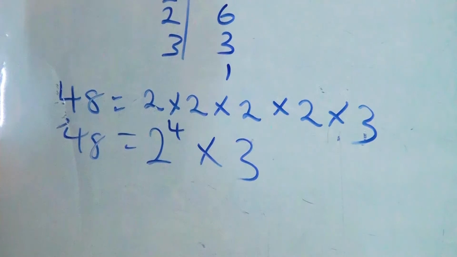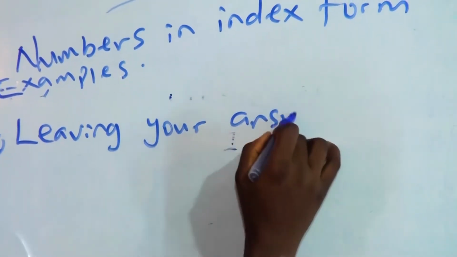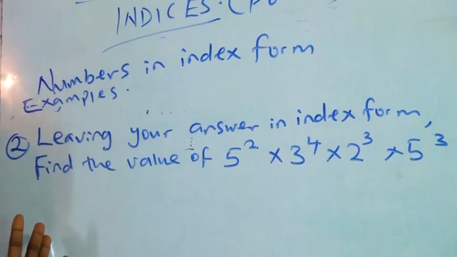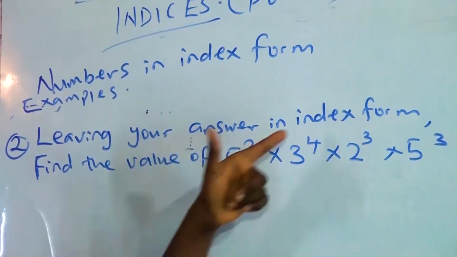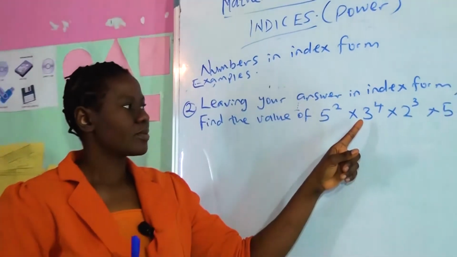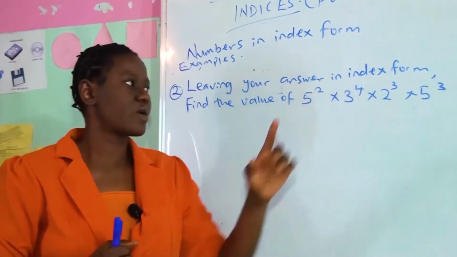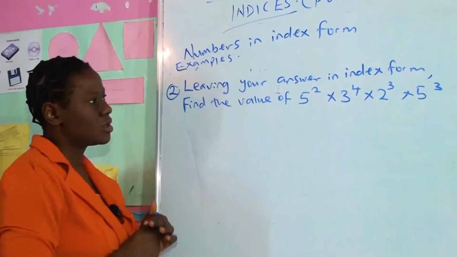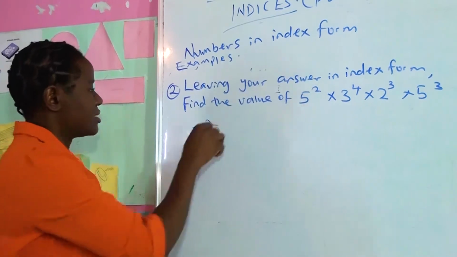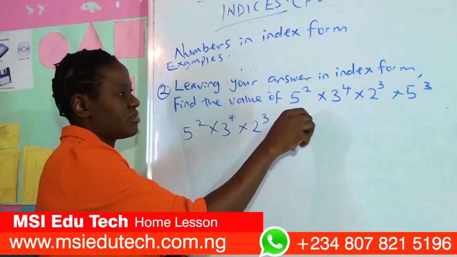Let's get another example. This is another question. Leaving your answer in index form, find the value of 5 squared times 3 raised to power 4 times 2 raised to power 3 times 5 raised to power 3. Looking at this question, we have 5 raised to power 2 times 3 raised to power 4 times 2 raised to power 3 times 5 raised to power 3.